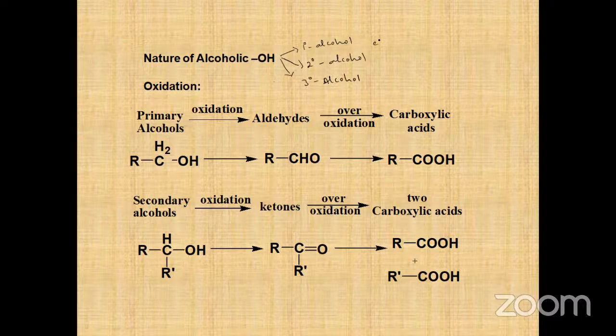Primary alcohol means, suppose, CH2OH. This is the primary alcohol. Therefore, the OH is attached to a primary carbon. Now, if it is attached to a secondary carbon, CH3, this is secondary alcohol.